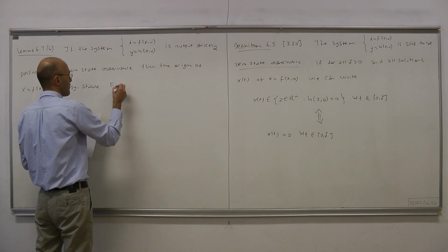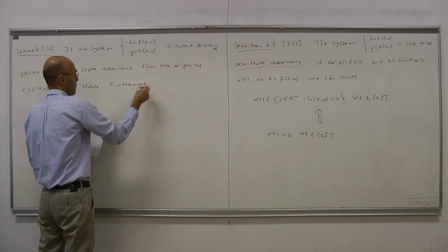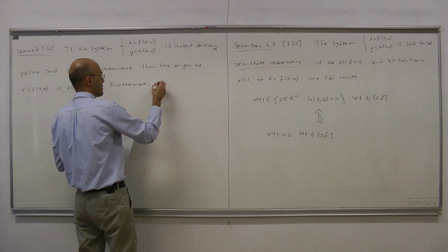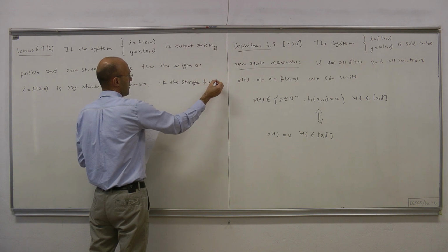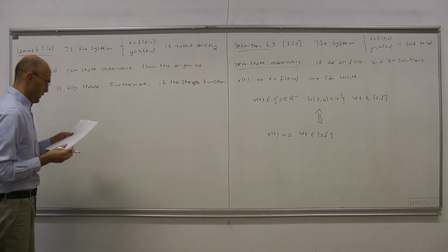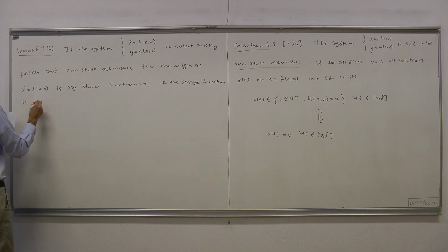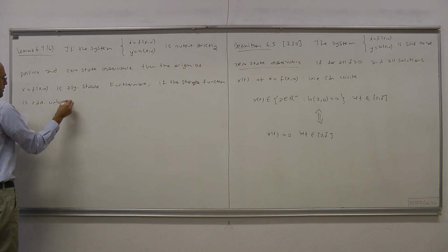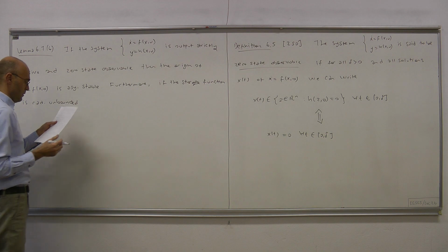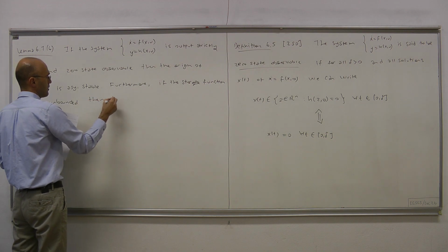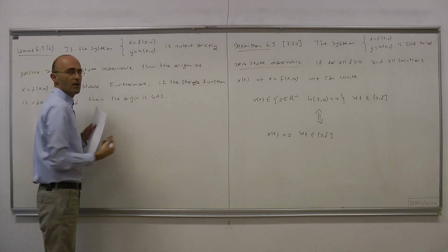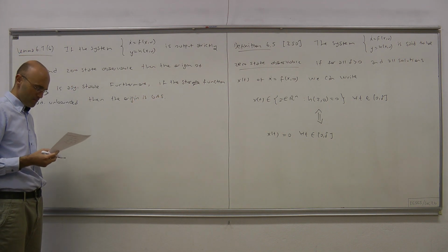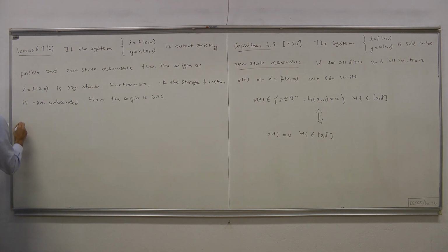Furthermore, if the storage function is radially unbounded, then the origin is globally asymptotically stable. Okay, let's write down the proof once again.